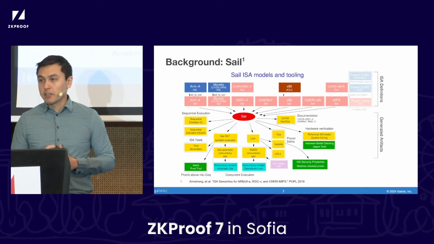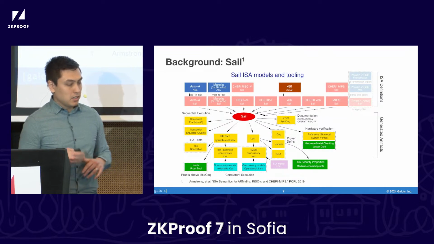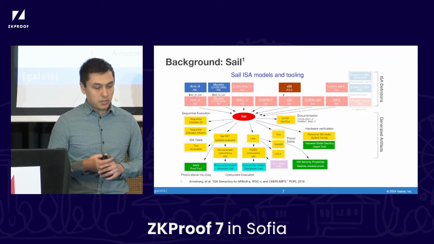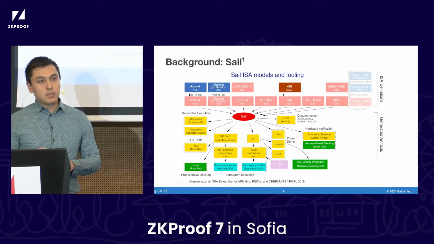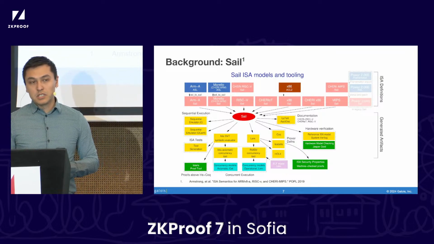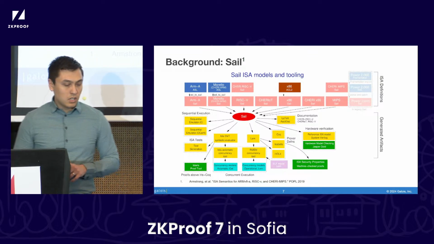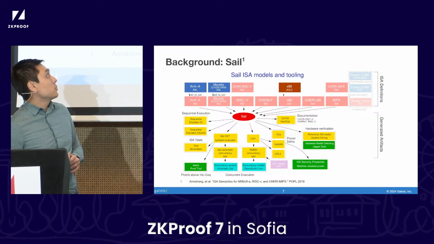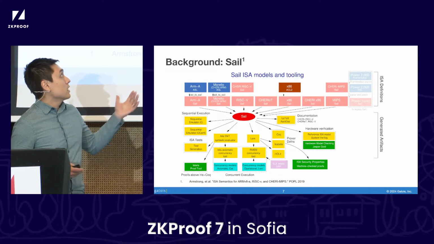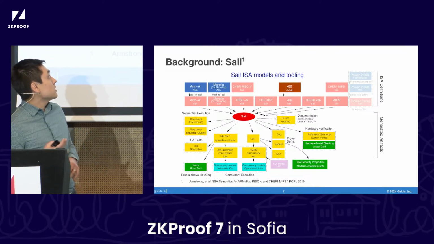So here's a little bit of background on Sail. Sail is a system developed by Cambridge, and it's a dependently typed DSL, domain-specific language, for specifying instruction set architectures. At the top you can see all the models that have been developed in Sail. So you've got x86, ARM, RISC-V, etc.